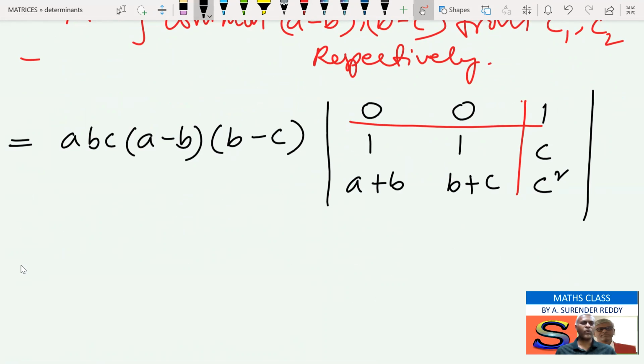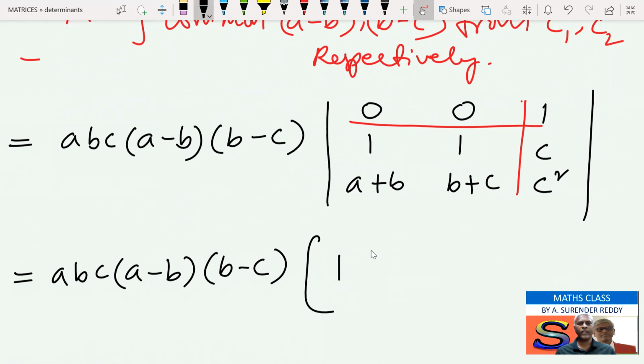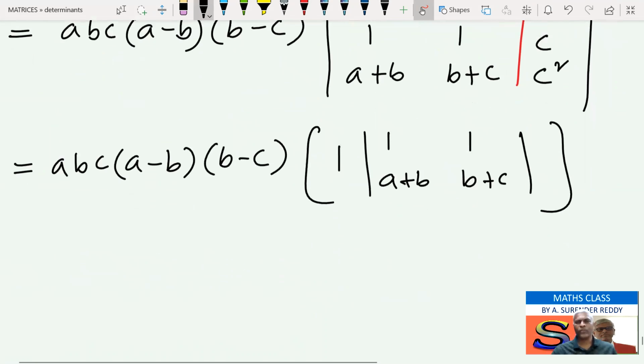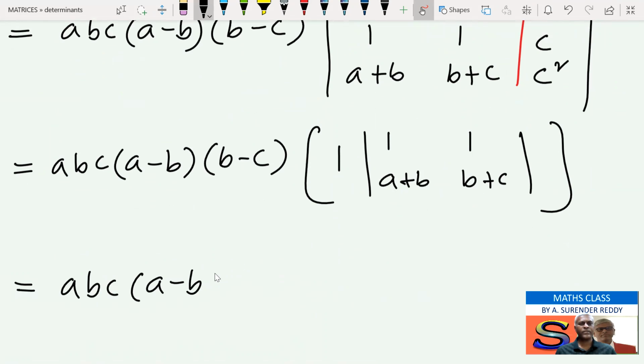So the determinant, if you calculate along the first row, there are two zeros, so 0 into anything is 0. So the determinant will be 1 into the remaining 4: 1, 1, a plus b, b plus c. We take only 1 into its cofactor. So further simplifying, abc, a minus b and b minus c, a minus b, b minus c.